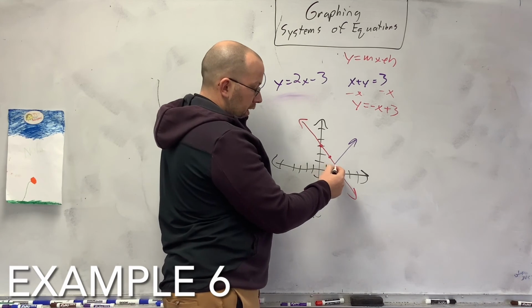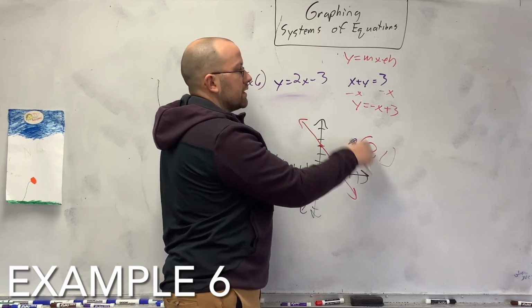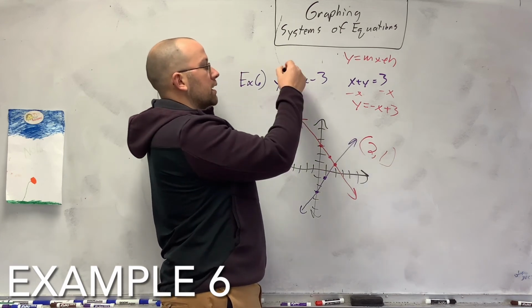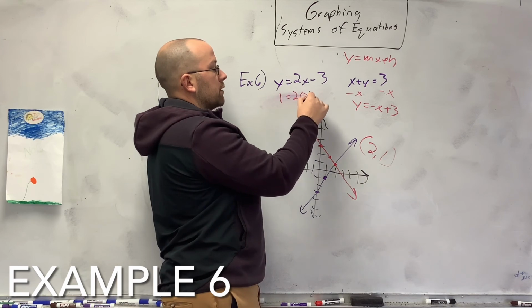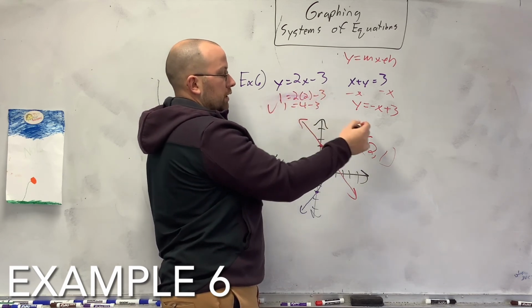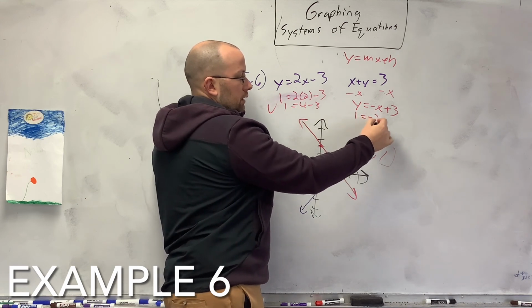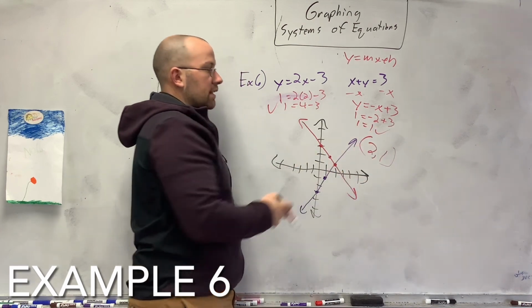So it crosses right here, which I already know is actually 2, 1. 2, 1 is the only thing that'll work for both of these. So if I plug in 2, 1, say that's 1 equals 2 times 2 minus 3. So 4 minus 3 equals 1. Good. So 1 equals 1. Check. That is the answer for that.